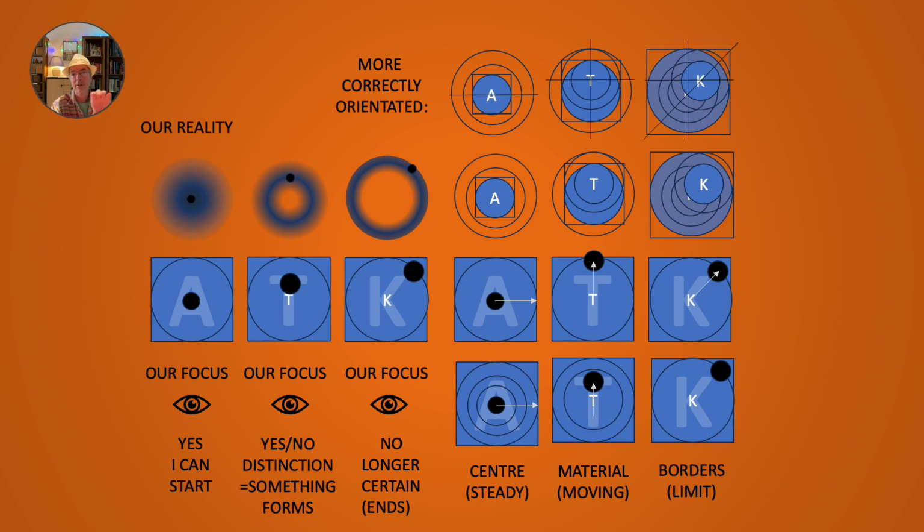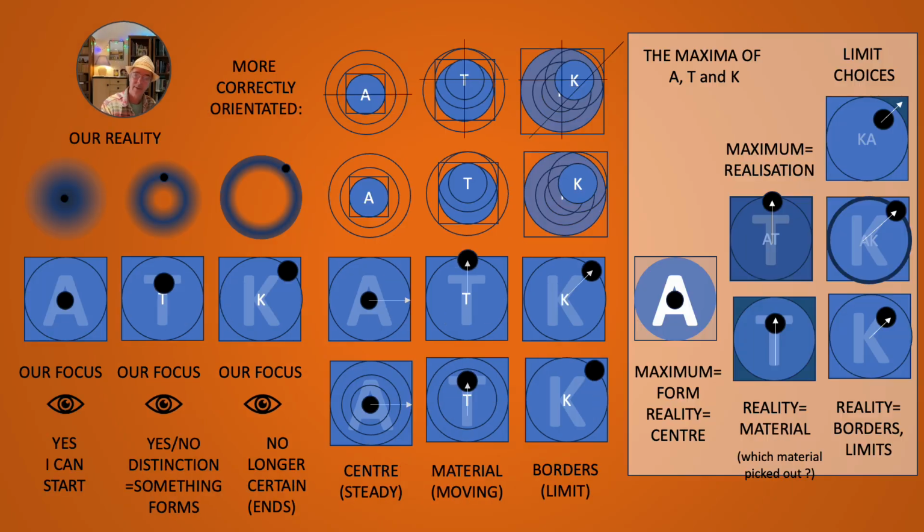More correctly orientated, you see, I keep my center, I go up in T, and I go to the side in K. So we have already some maxima. The maximum of A is the form itself, the reality of the form itself, which we can still centralize. So A is associated with all forms as long as we can keep its reality that it has a center of its own. That's the consciousness of A.